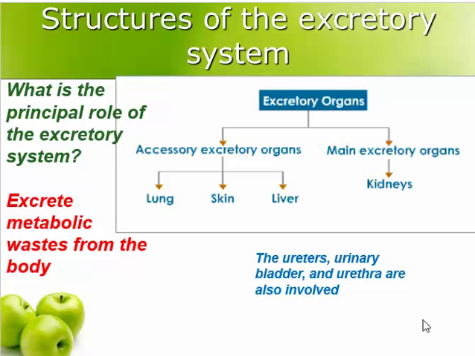So when we're looking at the structures of the excretory system, their main purpose is to excrete metabolic waste from your body. The organs that are involved in this would be the lungs, the skin, the liver, and the kidneys. Now, in addition to the kidneys, you have the ureters, the urinary bladder, and the urethra, which along with the kidneys, are sometimes called the urinary system. But as far as the actual processing and being able to do the excretion, it's those four main ones up in the box there.